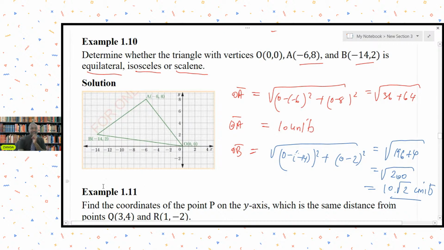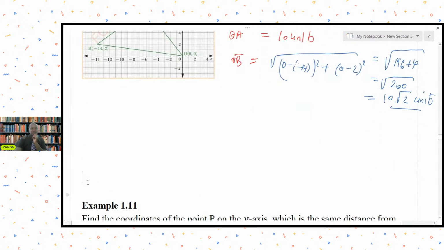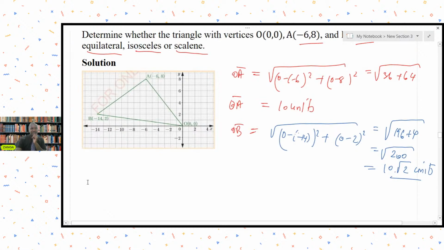We're going to find the third distance. And the third distance is going to be the first side, which is AB, of course. So AB will be equal to square root of negative 60 minus negative 14 square plus 80 minus 2 square.